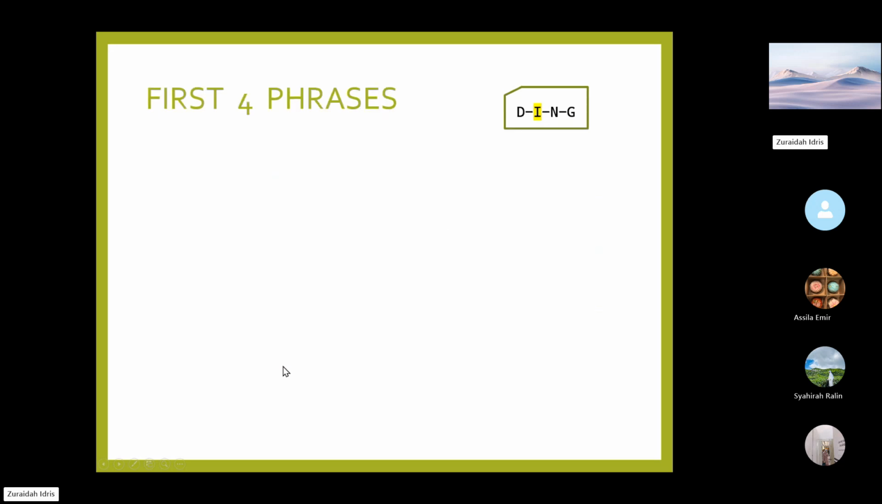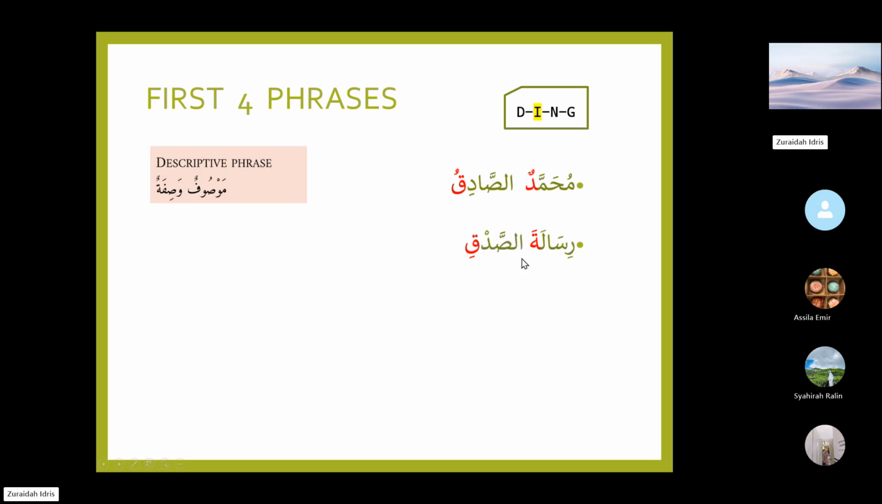So now let's look at the phrases a little more closely. We have 4 phrases that are so very common in the Quran that you must know them. This is what we said just now. The descriptive phrase, mausuf, sifa. So this is your mausuf, this is your sifa. Identical in every way. Then we had risalat as-sadqi. Possessive phrase, mudafun wa mudafun ilay. Not identical. It doesn't have to be identical.